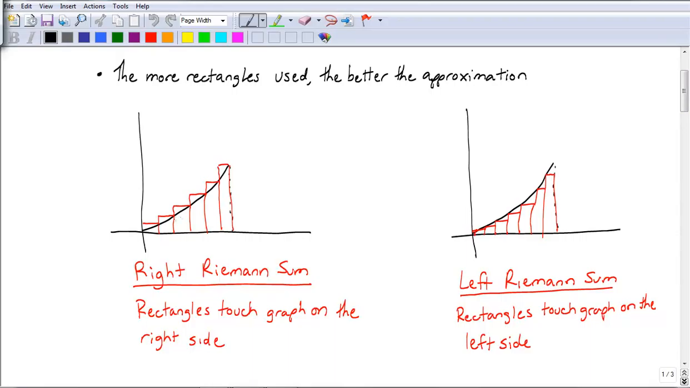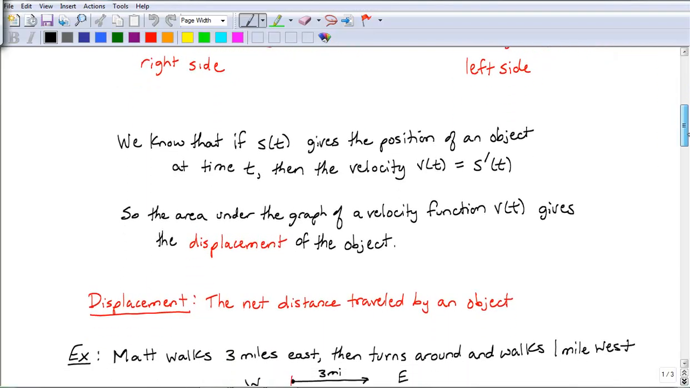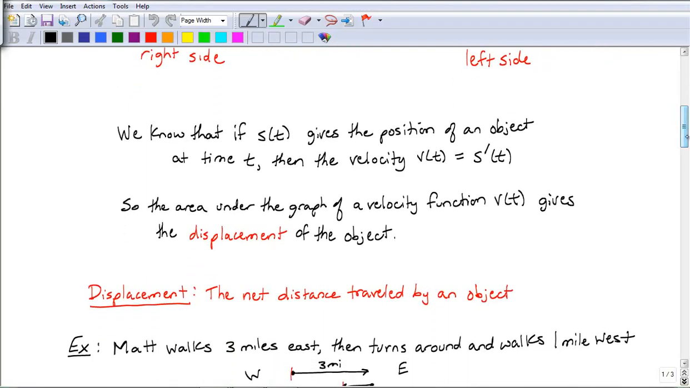And notice, if I add the areas of these rectangles, it gives me a guess as to the area under that curve. The more rectangles, the smaller the error. That's really what this section is about: drawing these rectangles and adding their areas. They tell you how many rectangles to draw, and you can decide where you want your Riemann sum to be. One of the topics that we do Riemann sums with is velocity and displacement.